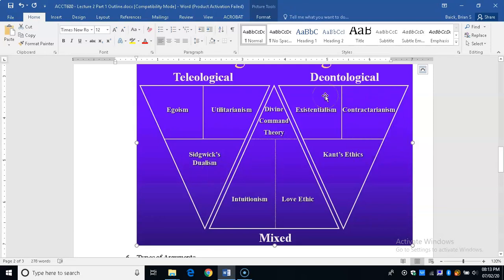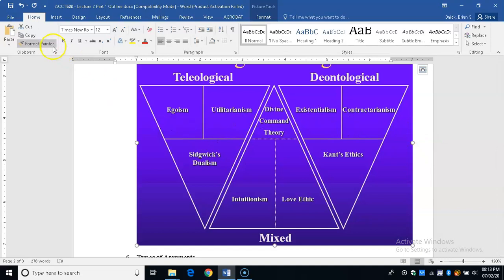Let's take a look over here. Existentialism is about yourself. Contractarianism is about everyone else. And Kant's ethics is about yourself and everyone else. Intuitionalism is about yourself. Love ethics is about everyone else. And divine command theory is about yourself and everyone else. Now, let's go through and then define each of these together.